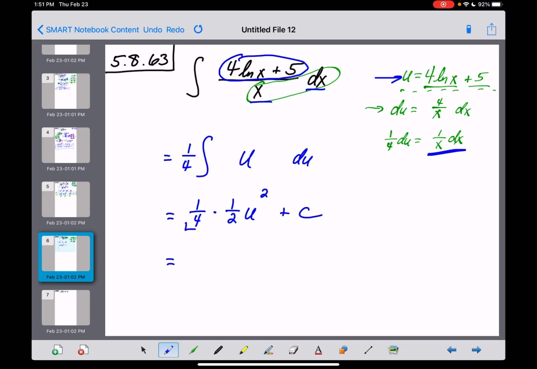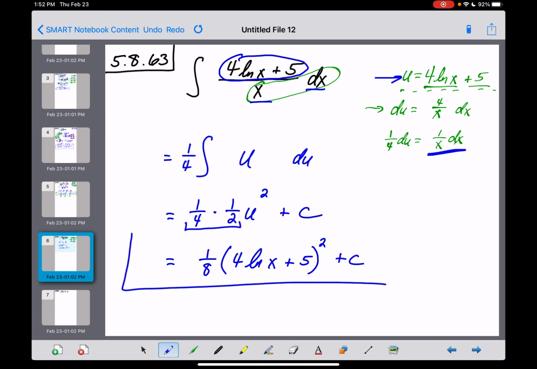So let's multiply the 1/4 and the 1/2 now to make a 1/8. The u is going to get replaced by 4 times the natural log of x plus 5. Close it, quantity squared, plus c. And I don't believe there's anything else we can do to simplify that expression. So that's our answer there for problem number 63.